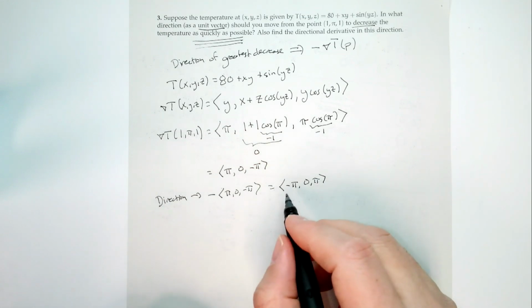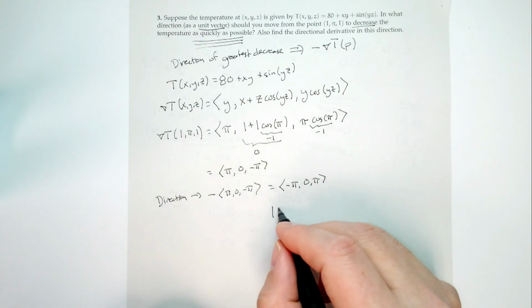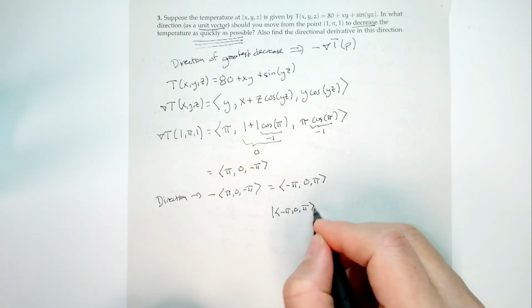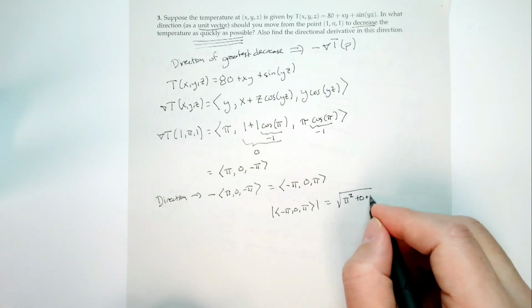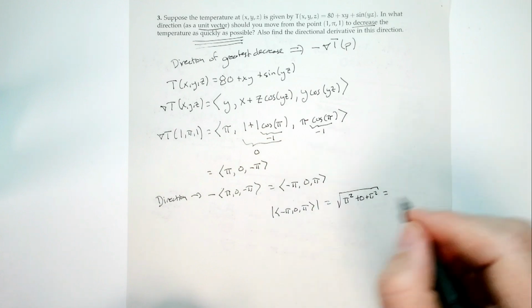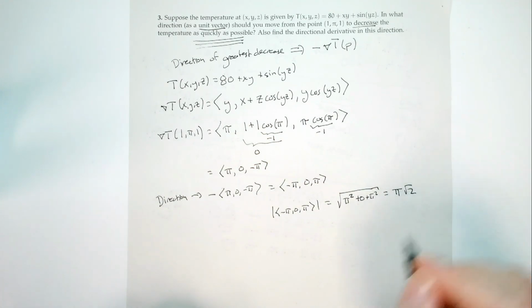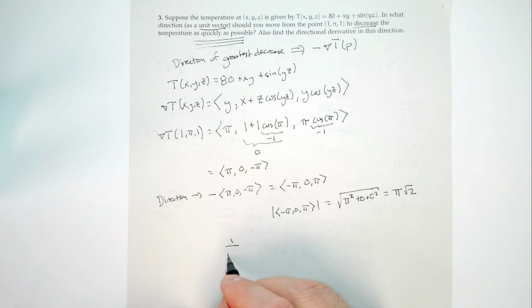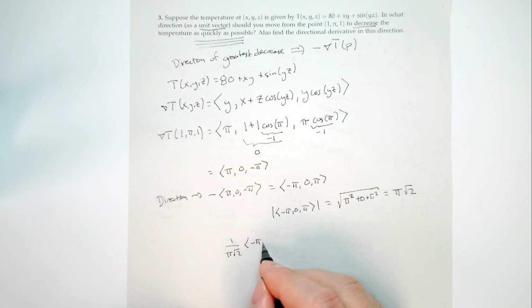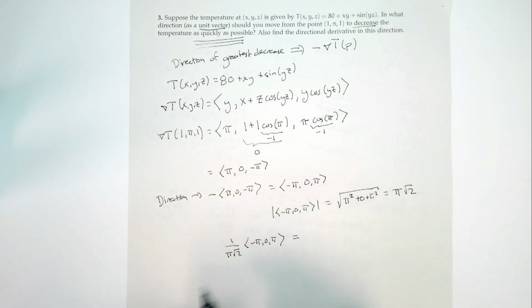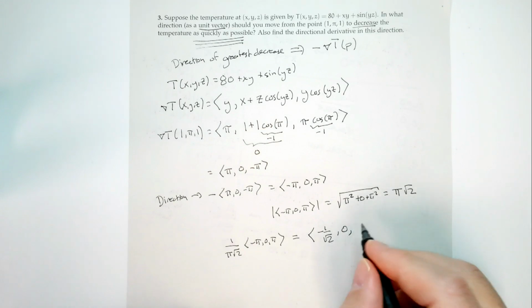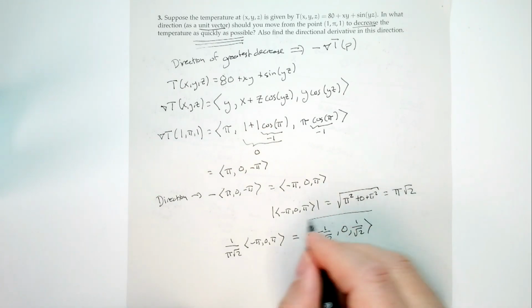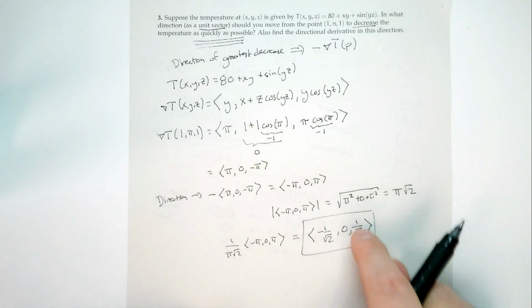Okay, so let's take the magnitude of this. So the magnitude of (negative pi, 0, pi) would be the square root of pi squared plus 0 plus pi squared, which of course you can pull out the pi squared and you get pi root 2. So we take 1 over pi root 2 times this vector, and that's our unit vector that points in the right direction. And in fact, you can multiply that through. So we end up with (minus 1 over root 2, 0, 1 over root 2). And there's our answer. Now that's for the first question.